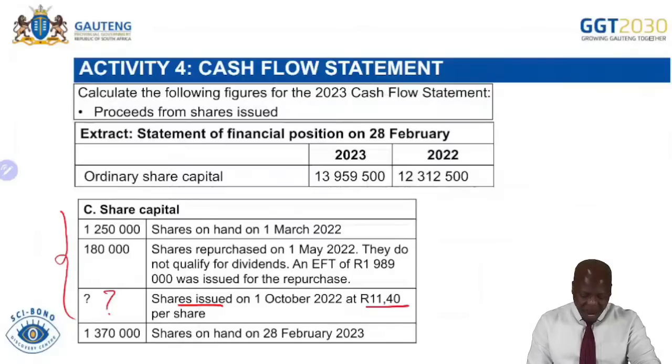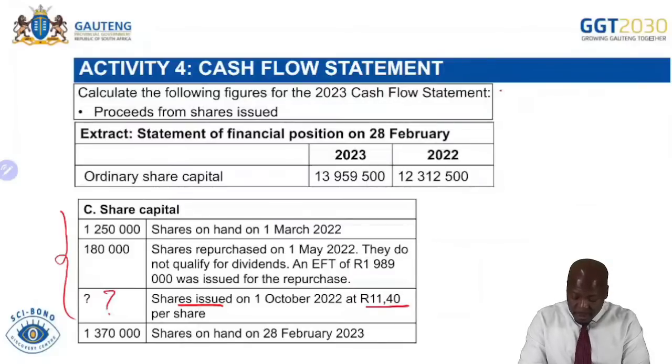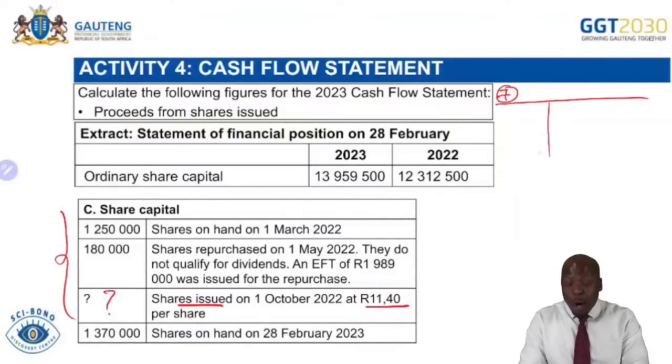So we need to know how many shares were issued. One of the things that you would be familiar with is your note number 7, your ordinary share capital note. Here on the left side, that is where you bring your number of shares, remember. So here you're going to have 1,250,000. That is your shares at the beginning. Then you now come and say repurchase, which is your 180,000.